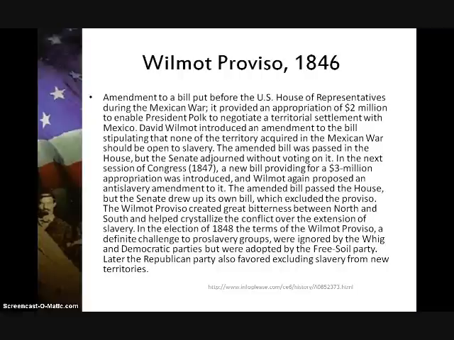Now, the Senate drew up its own bill later, which would exclude the Proviso. But the Wilmot Proviso created this bitterness between North and South, and it's just really building that conflict. We're still, oh gosh, it's 1846. We're still 14 years away from war here. And it ends up being ignored by the Whig and Democratic parties, these challenges by pro-slavery groups. But some of these are going to be adopted by the Free Soil Party, and then later the Republican Party as it develops in 1856.